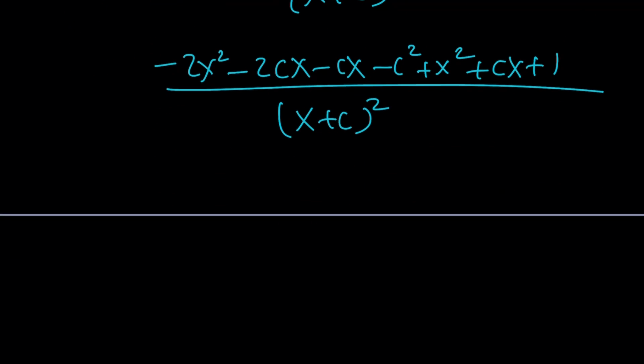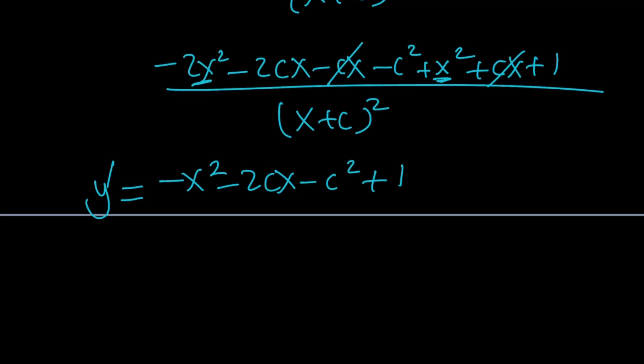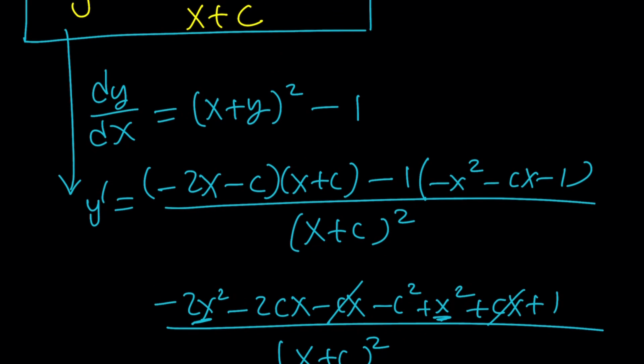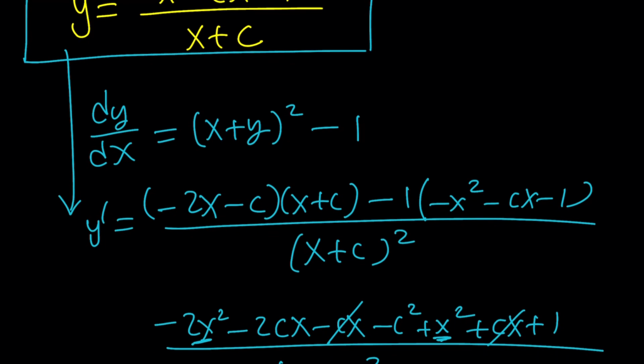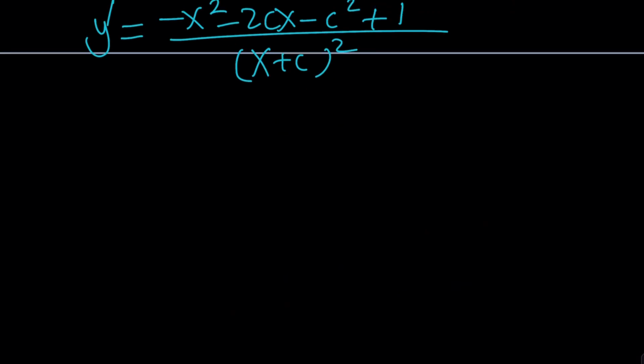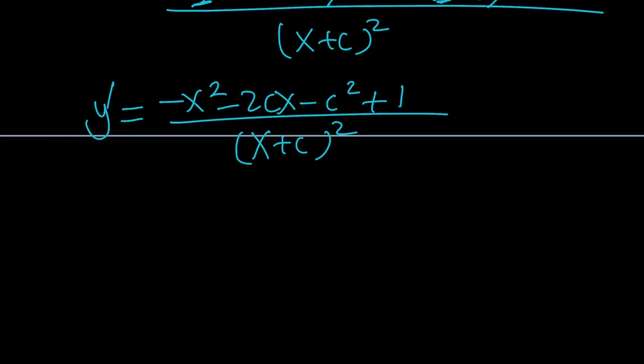Now let's see what we can do with that. From here, y prime is going to be negative x squared. I can kind of combine these two things. And then, by the way, this cx and negative cx cancel out, minus 2cx, and then we have minus c squared plus 1. All of that is divided by x plus c squared. Now the question is, is this the same thing as x plus y squared minus 1? Obviously, you can add x to both sides and then square it and subtract 1, but that's going to be a lot of work. Instead, let's go ahead and work on this because this is workable.